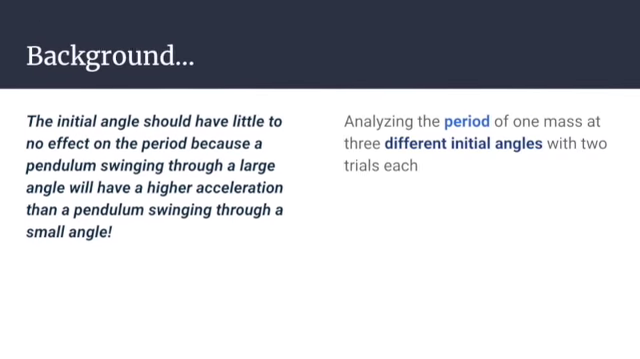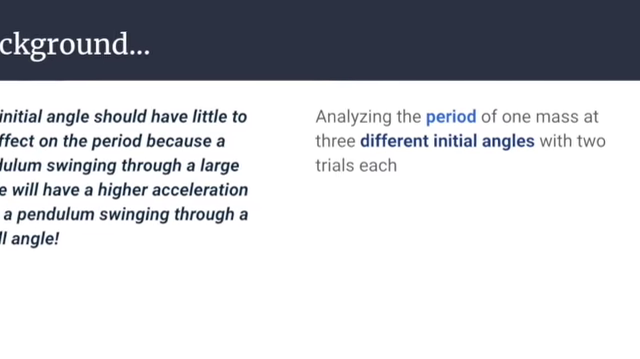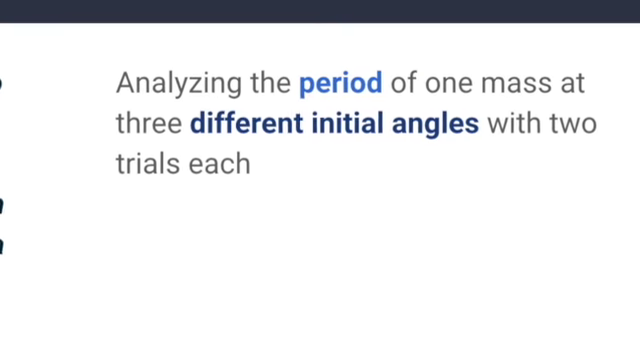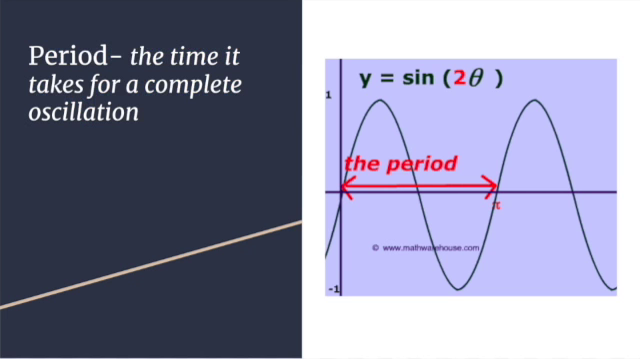We will show this by analyzing the period of one mass at 3 different angles: 30 degrees, 45 degrees, and 60 degrees. But what is a period? A period is the time it takes to complete one full oscillation. This graph shows you what we'll be looking for in our own data later on.